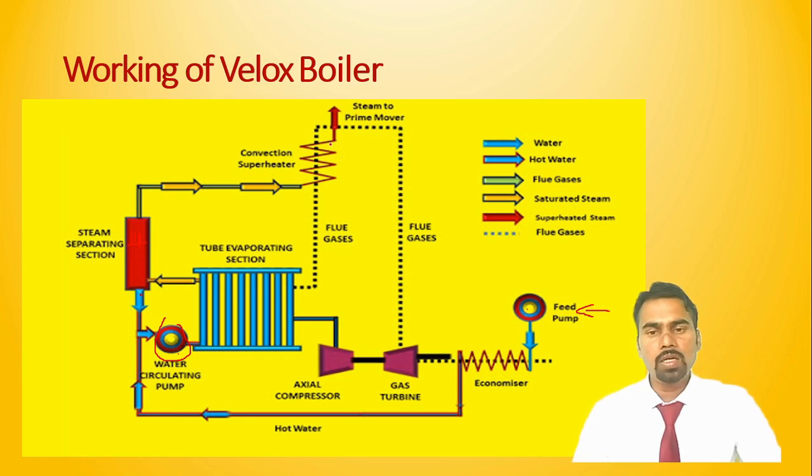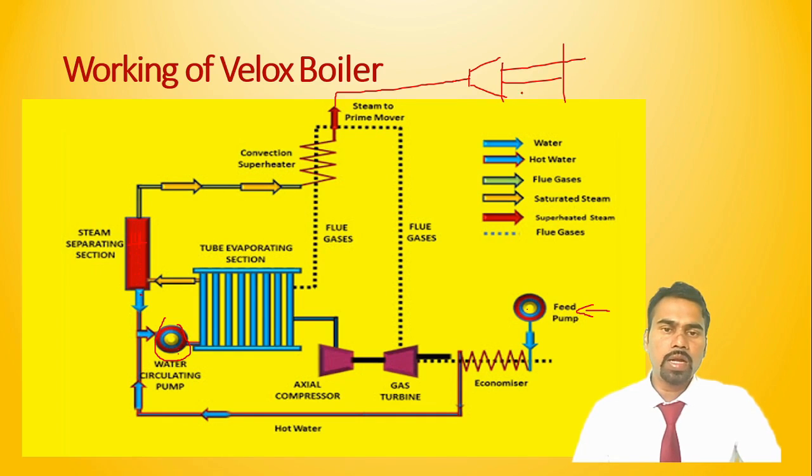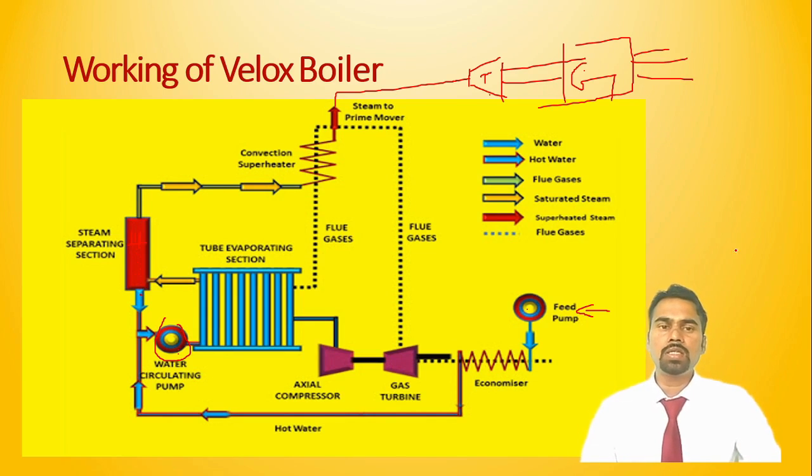Okay, and this superheated steam we can send for power generation purposes, or we can say for running the turbine, right? This is the turbine, and this one is the electric generator. Here it is, the electric generator will be there, and after this, transmission lines. By using the transmission line we can send this electricity or power towards the consumer, right? So in this way the Velox boiler works.